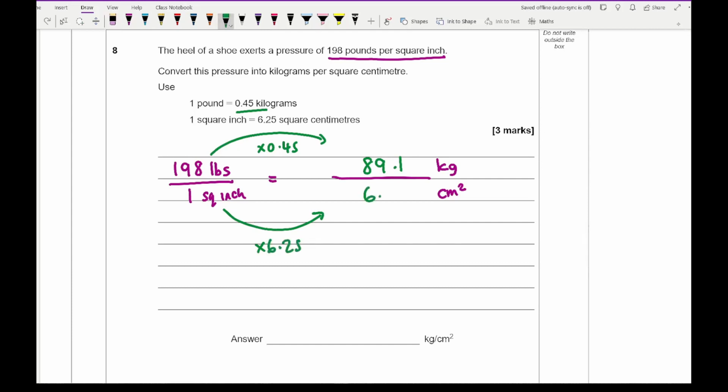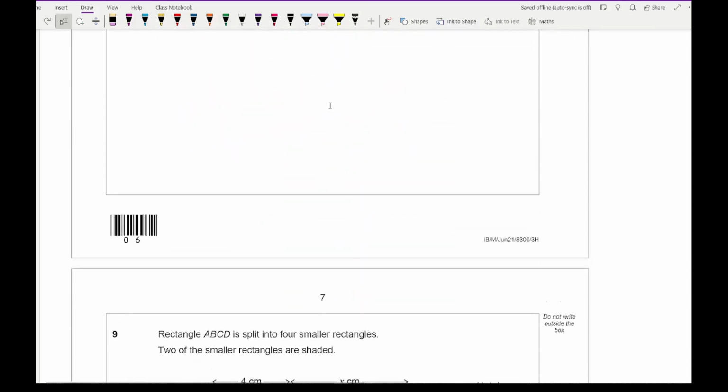6.25, and so that then becomes 6.25. And then if I work that out on my calculator, I get an answer of 14.256, and that's not been rounded, but if you wanted to round it, that's absolutely fine, but just always make sure that you have stated what you have rounded your answer to.